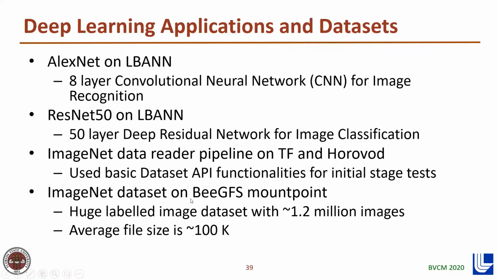And a brief introduction about the ImageNet dataset. ImageNet is a very well-known image dataset that we use for training deep neural networks that deal with image processing, image recognition and classification. It is a huge labeled image dataset that has around 1.2 million images. According to our experiment, the average file size of the ImageNet dataset is about 100 kilobytes.